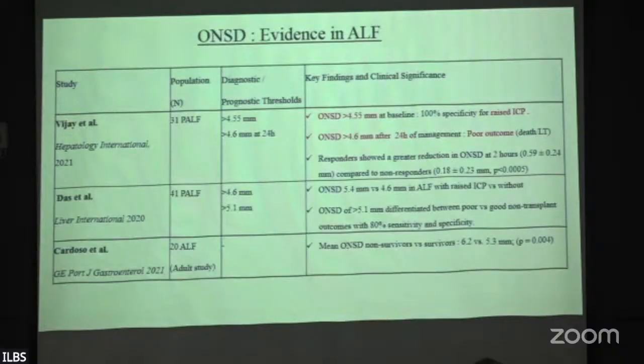I'll go on with the ONSD evidence in ALF. There are a few pediatric studies. One was published from our center in 2021, which showed that an ONSD more than 4.5 mm at baseline predicts raised ICP with 100% accuracy, and persistence of ONSD more than 4.6 mm at 24 hours despite management carries a poor prognosis. Responders showed a greater reduction in ONSD after anti-ICP measures at 24 hours compared to non-responders. Similar data has been obtained from a study by Das et al. from SGPGI, and a small adult study has also been reported.